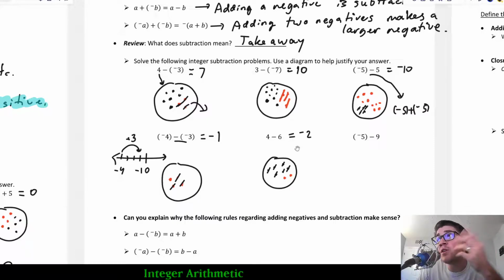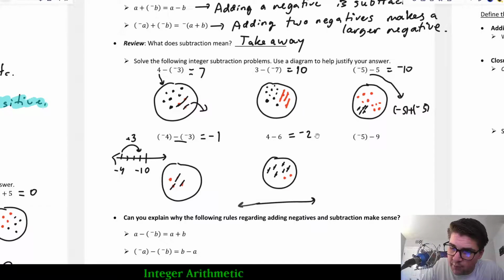Or a rule you can establish is that if you're trying to take away more than you have, you are allowed to do that. You just get negative answers. And if we're thinking about the number line method, again, very helpful for these examples, 1, 2, 3, 4 over here, I can take away 6. I'm allowed to go beyond 0. I can take away more than I have. That just sends me into the negative side of things. Much easier way of thinking about that example.